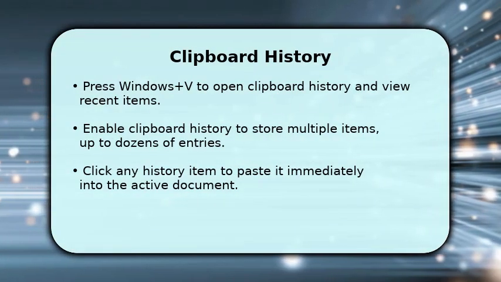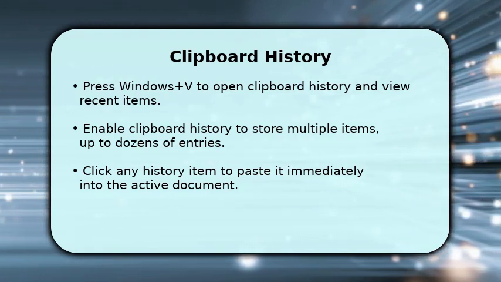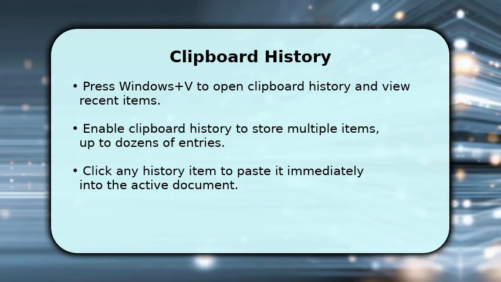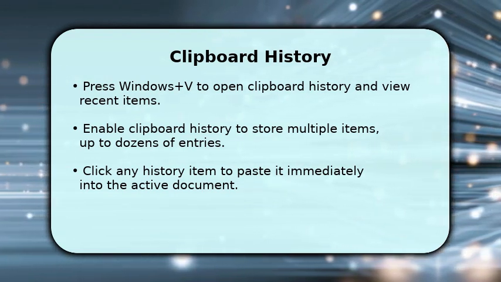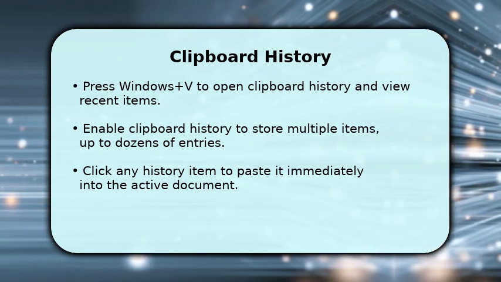Enable clipboard history to access more than the single last item. Press Windows+V to open the clipboard history panel on Windows 10 and later. If history is off, follow the prompt to turn it on in settings. The history shows text snippets, simple images, and small HTML clips.